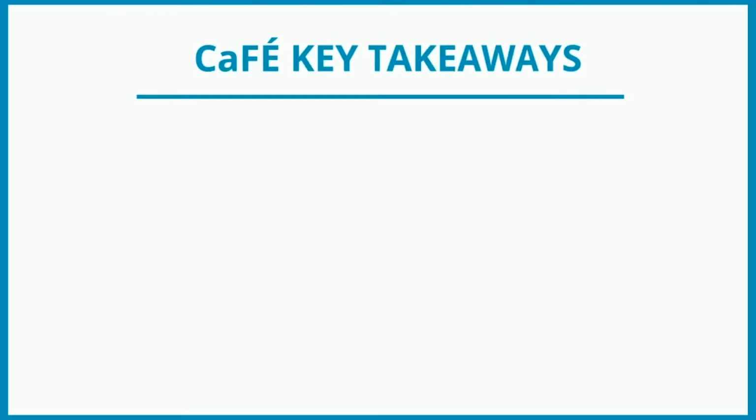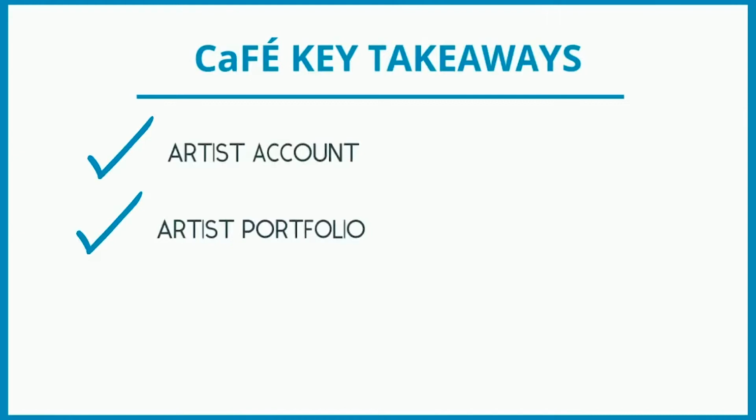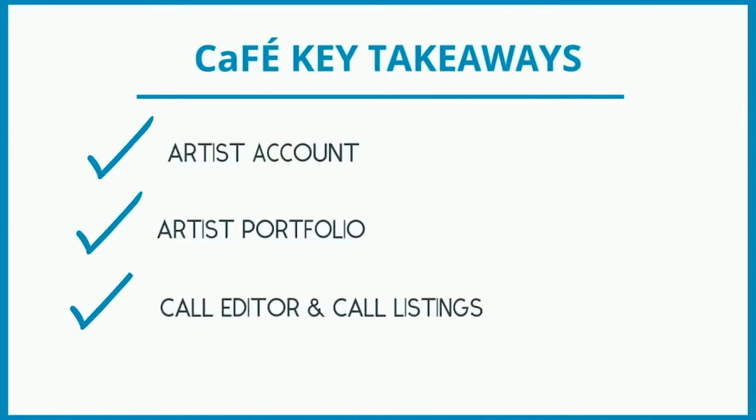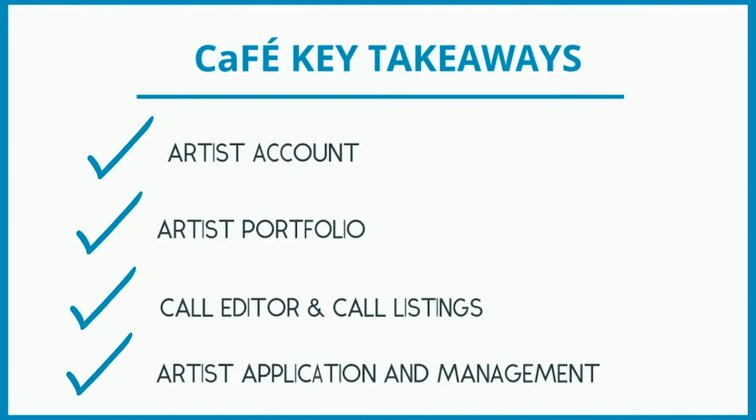So the key items that we're going to cover today include the artist account information and where that information is pulled in, the artist portfolio and what information CaFÉ is already collecting, a brief look at the call editor and how this translates to the call listings and the information that you put out for your artist, and then the artist application and management of those applications.